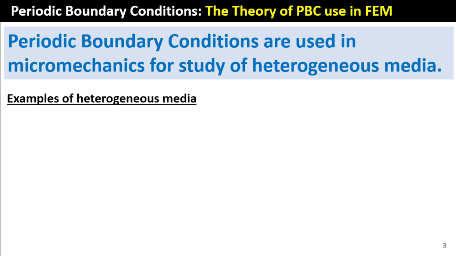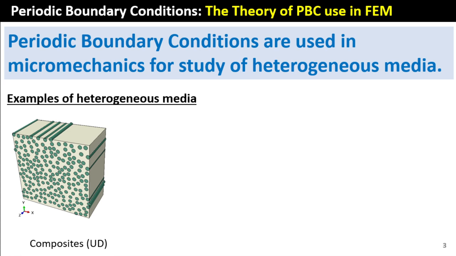So some of the examples are, for example, unidirectional composites, especially at this micro scale, where you can see the fibers. The fibers are essentially the green things, and the grayish options are the composites that are there, the matrix. So at this scale, periodic boundary conditions will be useful as a way of investigating this problem.